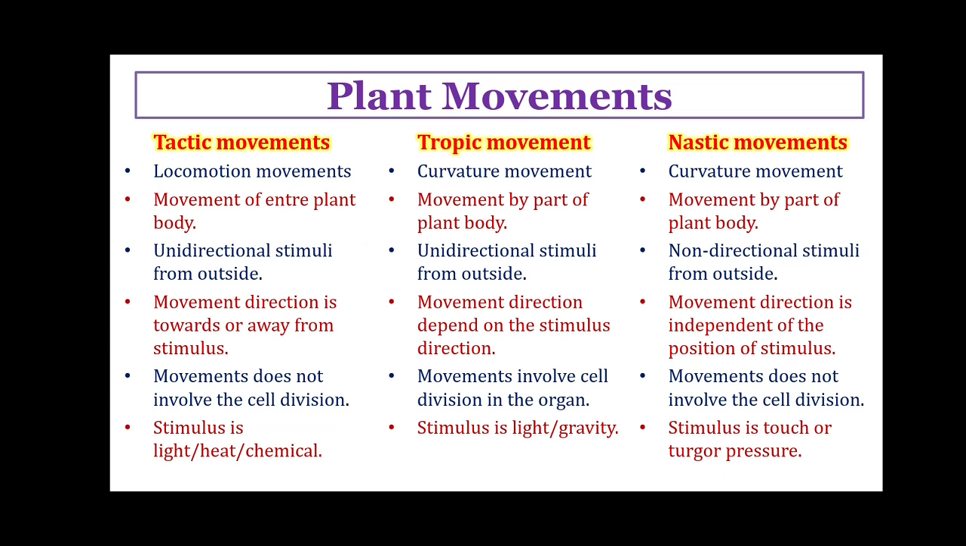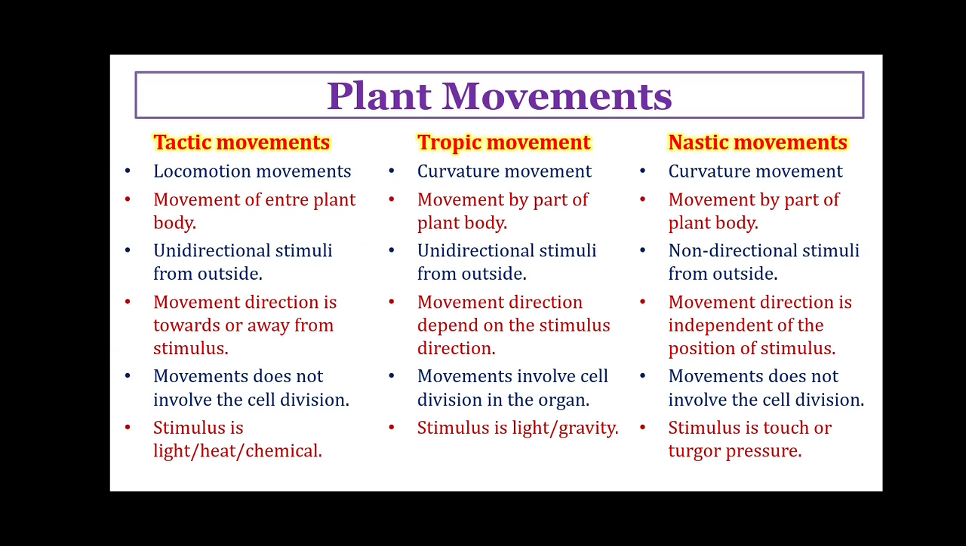So now let's understand the basic differences in these three categories: tactic movements, tropic movements and nastic movements. As we have seen in the categorization, tactic movement is a type of locomotion movement, whereas tropic and nastic movement is a type of curvature movement. In the tactic movement, the entire plant body moves, so this is generally shown by the cryptogams. Whereas in case of tropic and nastic movements, only a single part of the plant body will move.